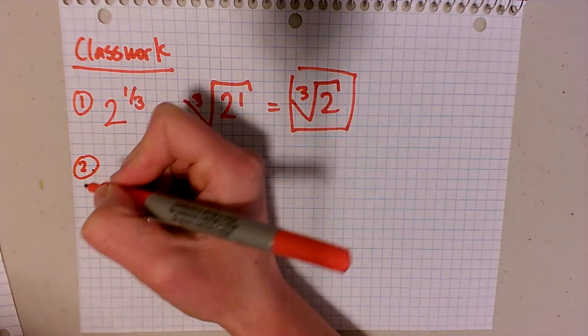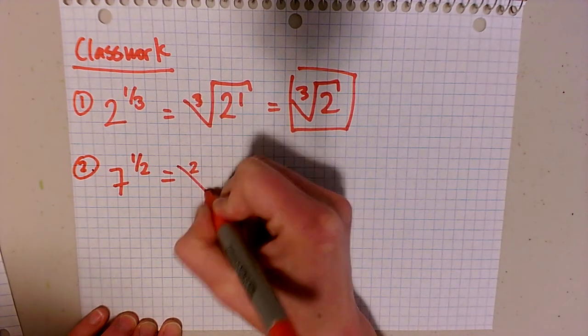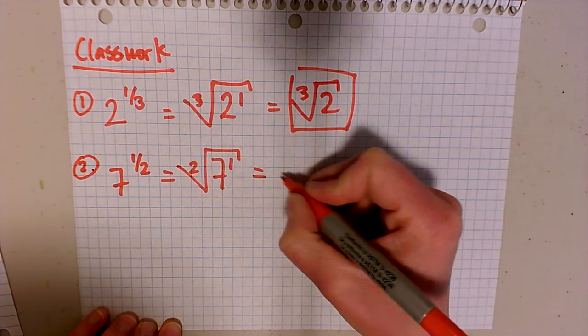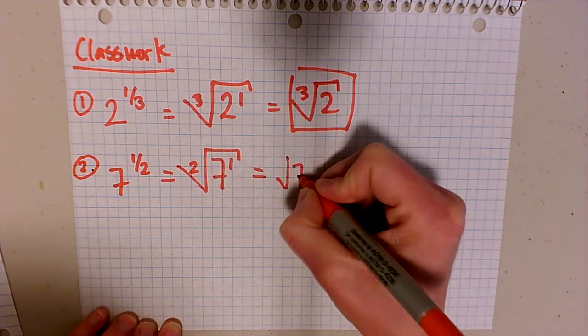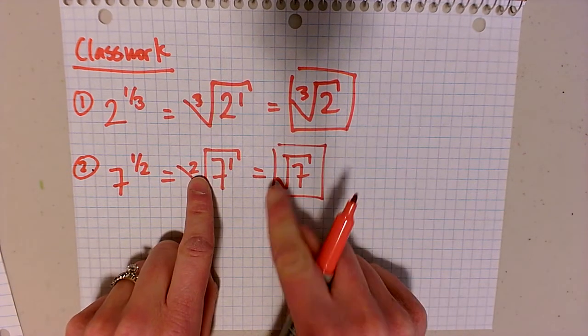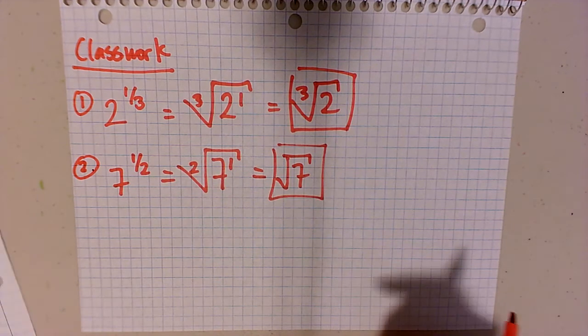For number 2, we have 7 to the 1/2, so that's the second root of 7 to the 1st, which is the same thing as the square root of 7. When your root is 2, you don't have to write it, and when your exponent is 1, you don't have to write it.